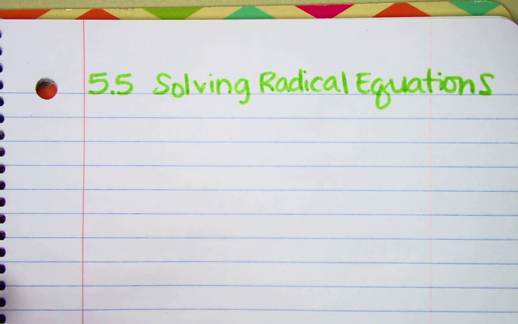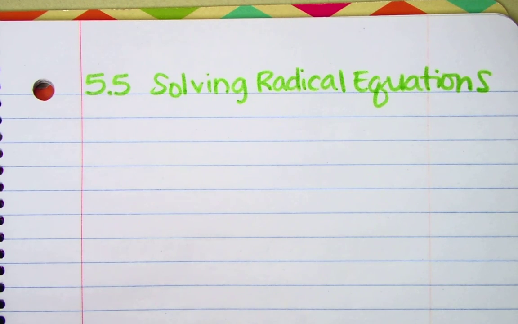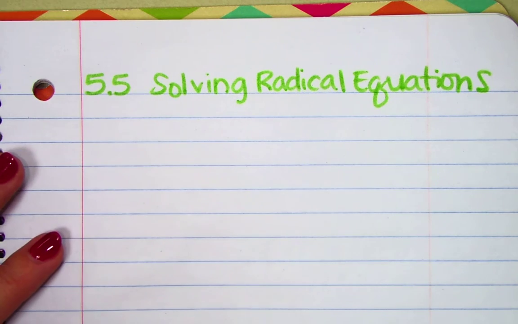Okay, 5.5 is solving radical equations, which means solving equations with roots. We're mostly going to focus on square roots and cube roots, but it works the same no matter what the n is in the root. This should be pretty easy for y'all. It's definitely something that we've been solving since probably 8th grade, and there's really only one new thing on here that is pretty much common sense.